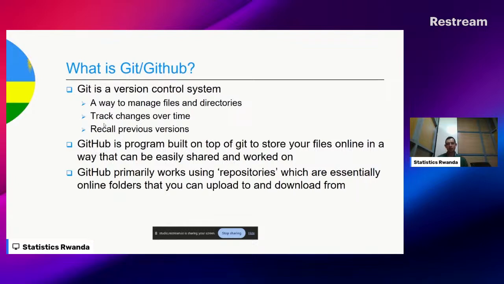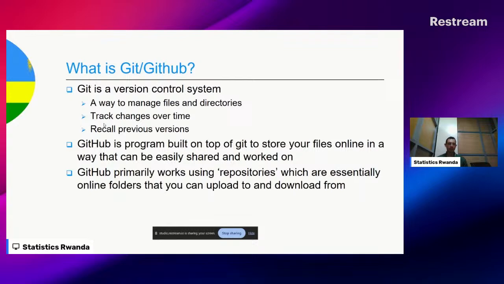So what are Git and GitHub? Git itself is a version control system. It's a software that kind of sits on your computer. It's a way to manage files and directories. It tracks these changes over time to those files and directories, and it allows you to recall previous versions of them. GitHub is a program built on top of Git to store your files online in a way that can be easily shared and worked on. So GitHub is essentially a wrapper for the Git functionality that exists on your local machine.